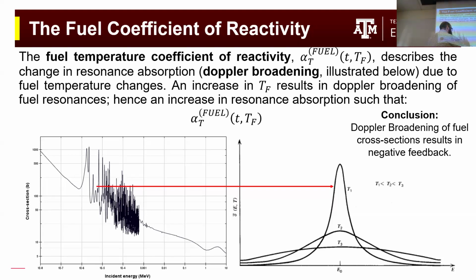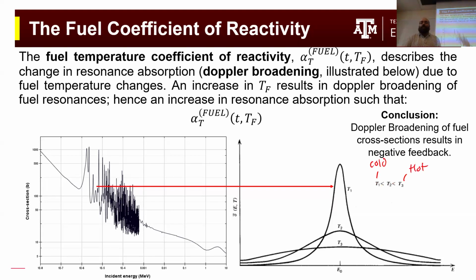And as your energy decreases, you go through this intermediate range, or the slowing down range, where your fuel has all these crazy resonances in its cross sections. If we look at one of these random resonances zoomed in, what we would see is that the resonance will actually change if you change the temperature of your system. So T1 here is lower than T2, which is lower than T3. T1 is the cold temperature, and T3 is the hot temperature.